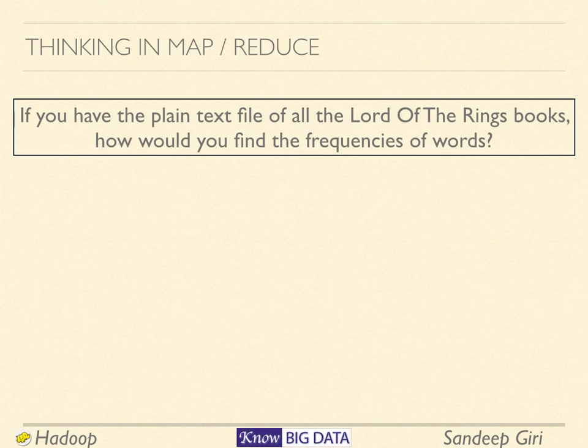So now the question is, given a huge text, how do you count the frequencies of the words? Which word has come how many times in this text? What is the occurrence, how many times has a word occurred? So let's just start. In the simple way, in your normal way of working, how would you do it? How would you do such kind of thing?